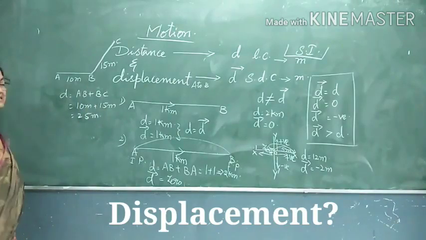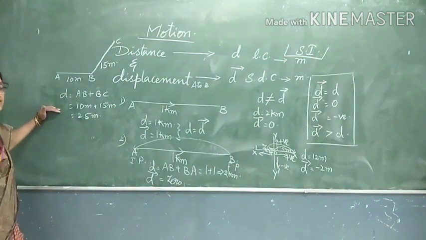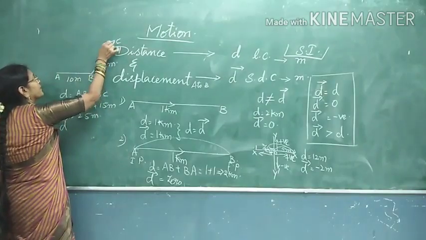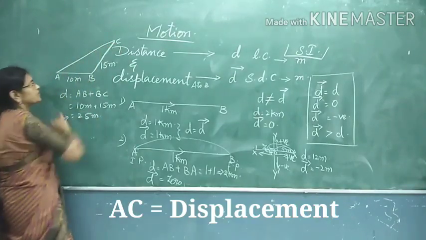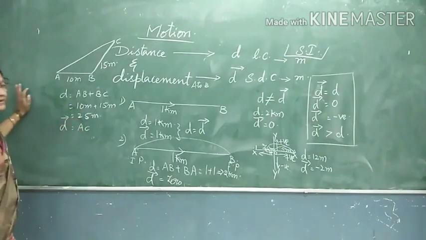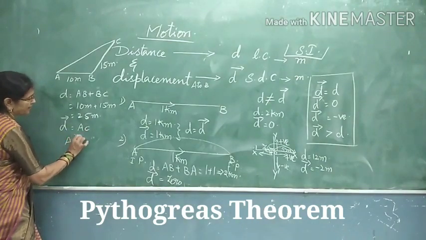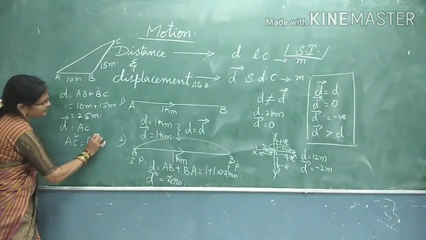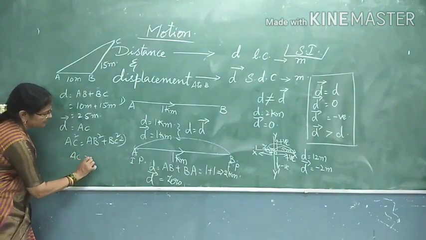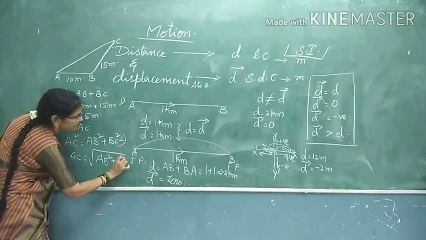Now, what is the displacement? Displacement is the shortest distance. How will you get the shortest distance? When you draw the hypotenuse, a triangle is formed. So, AC is equal to displacement. How will you get it? In your mathematics you have already studied AC square is equal to AB square plus BC square, which is known as Pythagoras theorem. AC is equal to under root AB square plus BC square.